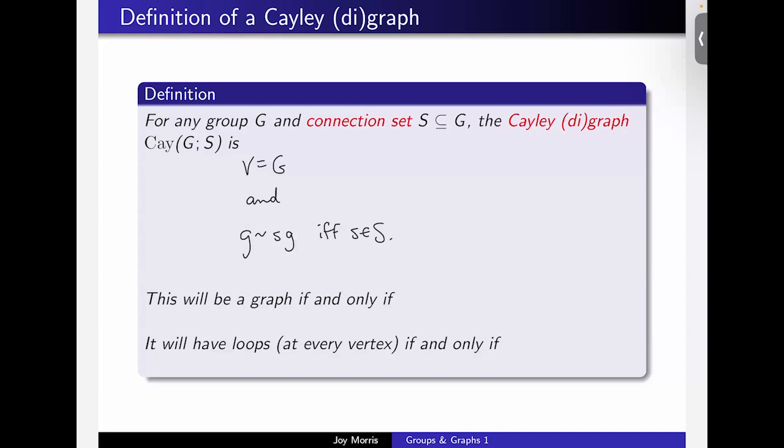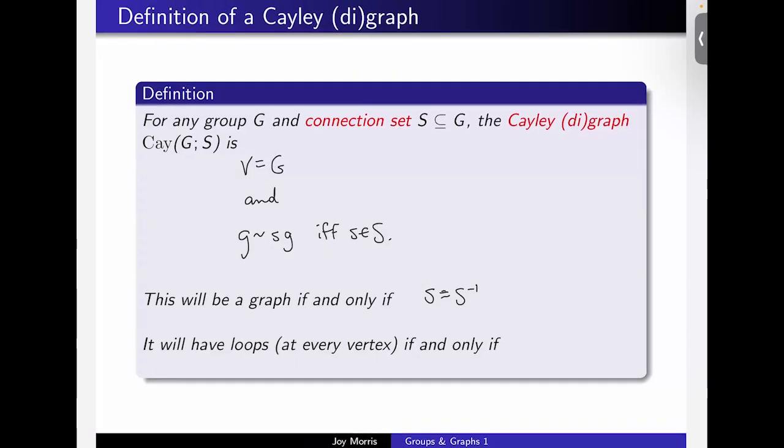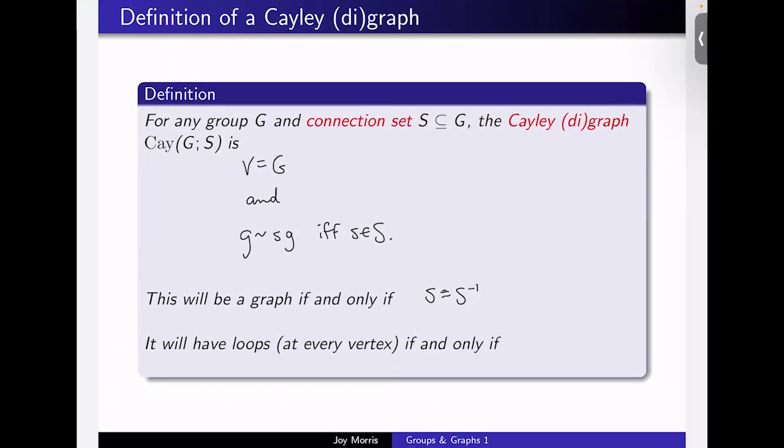So in general, what I've defined here will give us a digraph. It may give us loops. More specifically, when I want a graph, then I need to have S, this connection set, be closed under inversion. I'll explain that in a moment on my next slide. The second point is that this may have loops. It will have loops if and only if I allow the identity element to be in my connection set. So if the identity element is an element of the connection set, then there will be loops at every vertex.